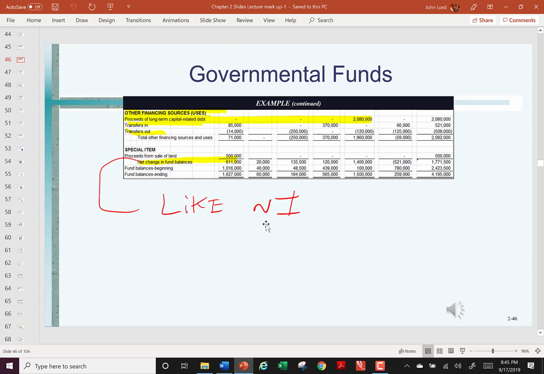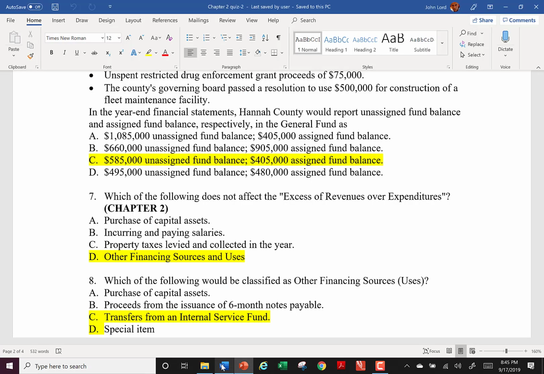So there's one other financing use, transfer out. There are two other financing sources, which you see right here: proceeds from long-term debt and the transfer in. Okay, so with that as a review, let's go back and take a look at the question that we were just looking at.